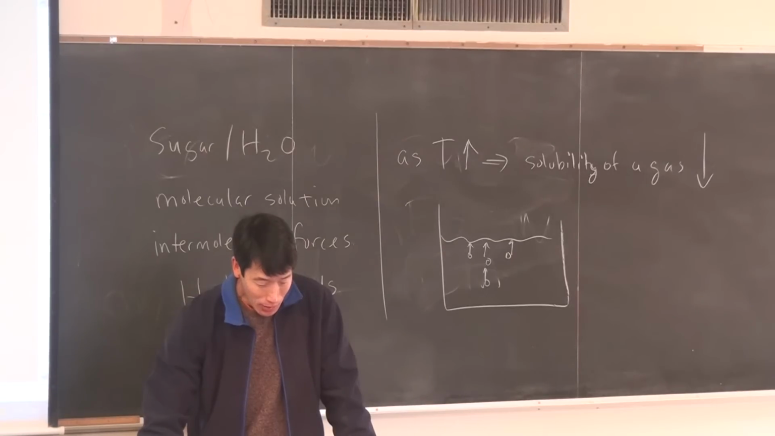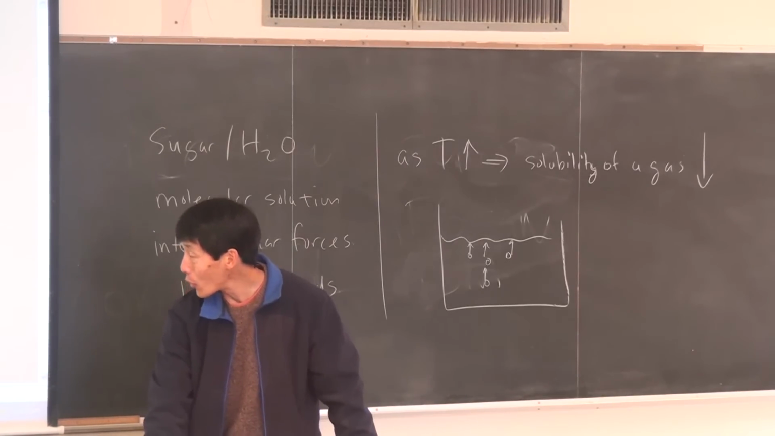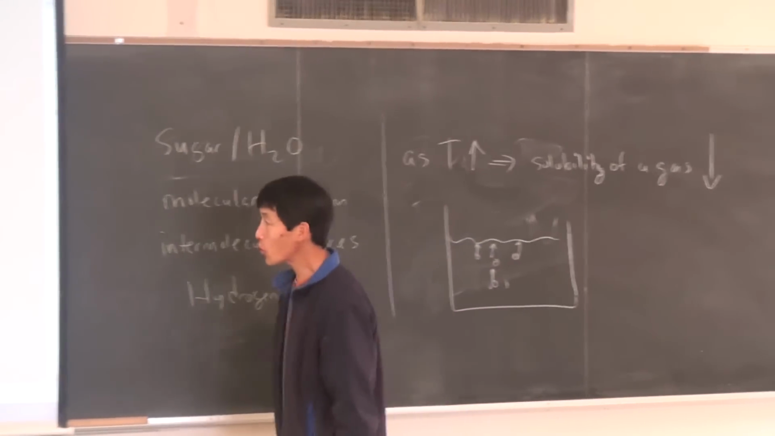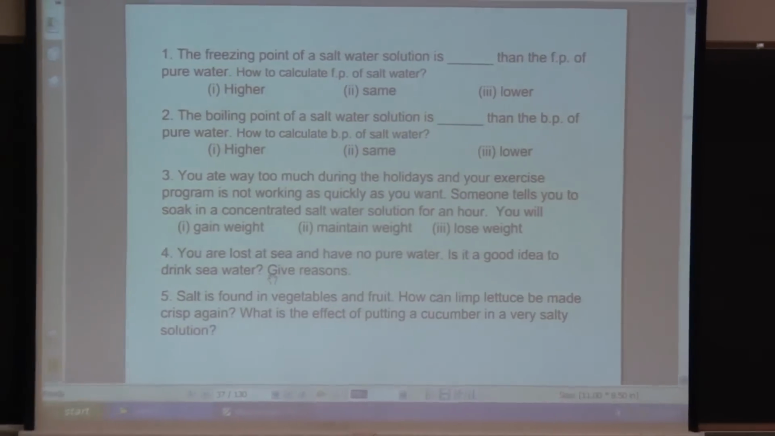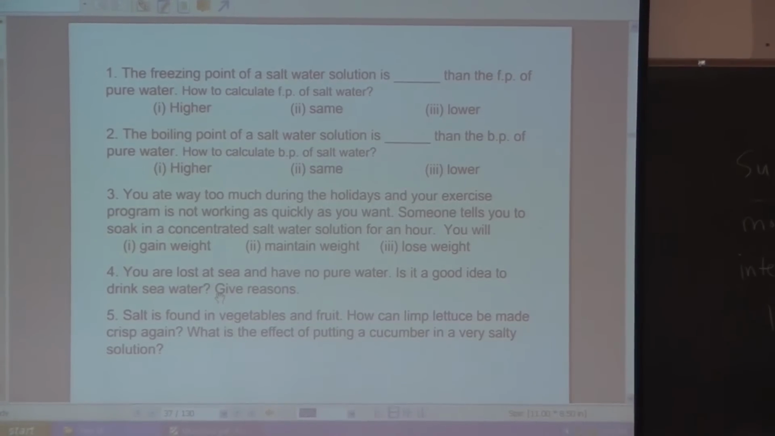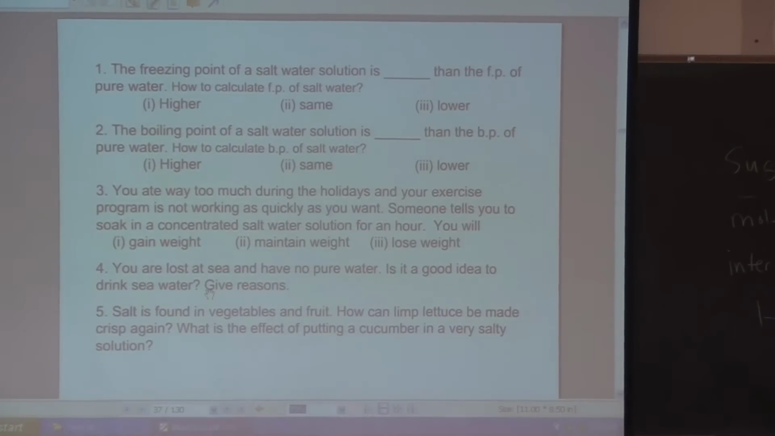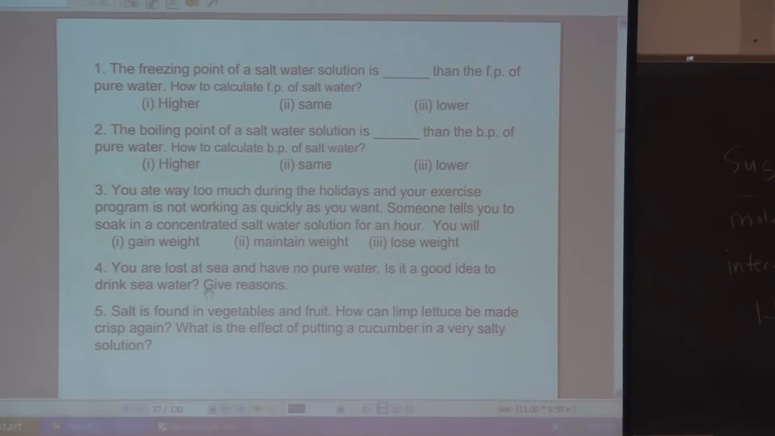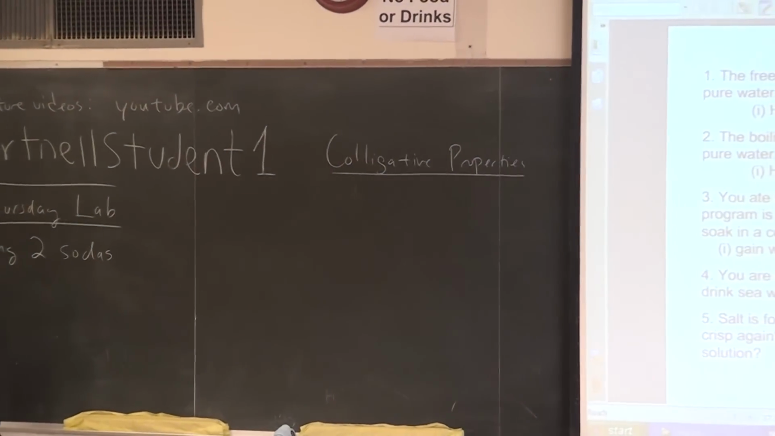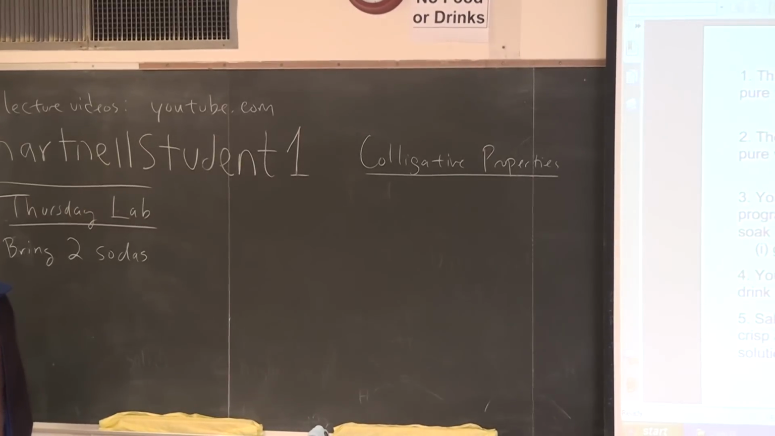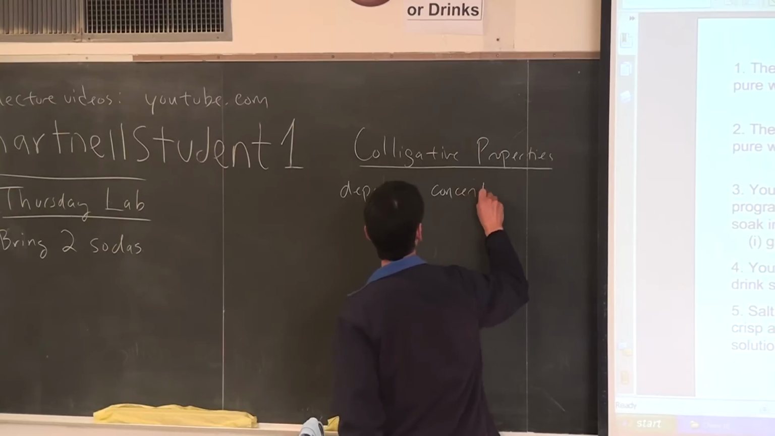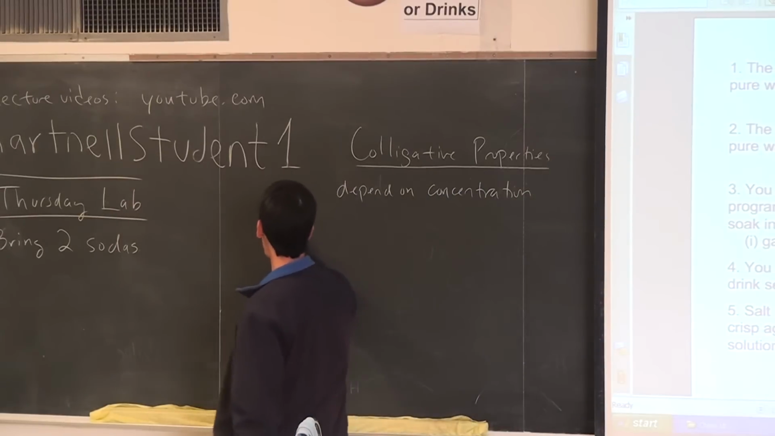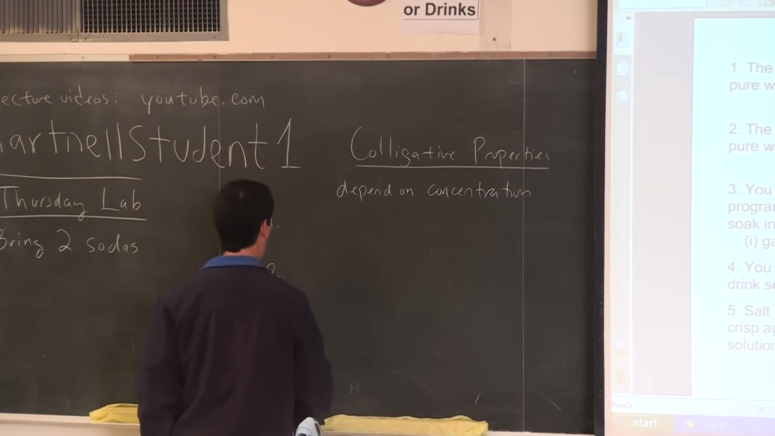Okay, let's go back one slide. Let's do questions 4 and 5 here. We talked about these colligative properties of solutions. These colligative properties are properties of a solution, and they depend on the concentration of solute in the solution. So there are 4 colligative properties that we're going to look at, and we took a brief look at these 4 properties last week.